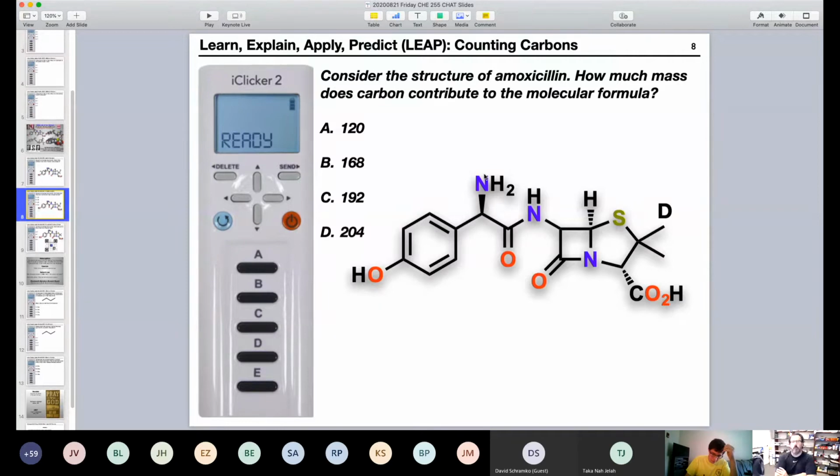So what are you doing to solve this? You're counting the carbons, and then you're multiplying by the atomic mass of carbon, which is 12.